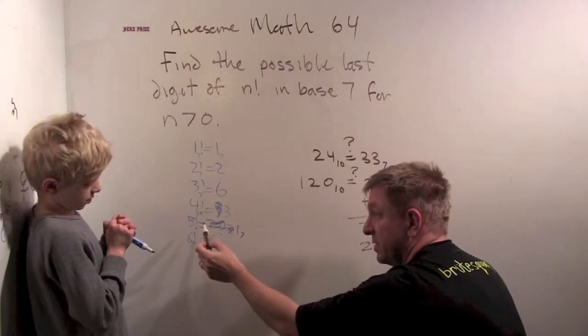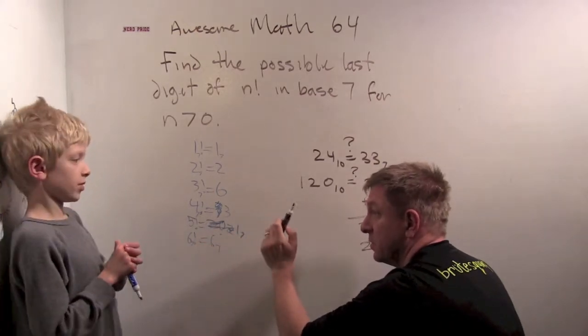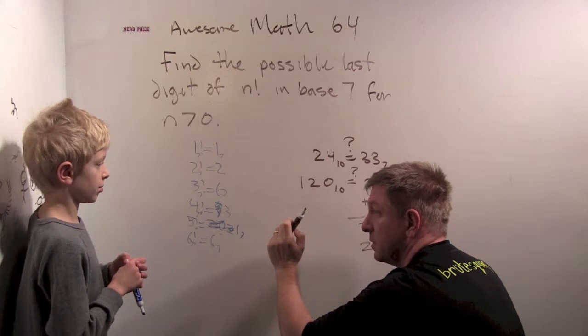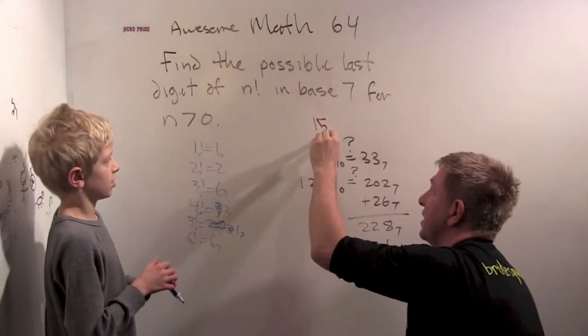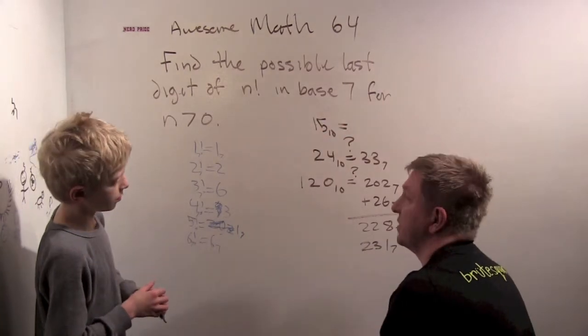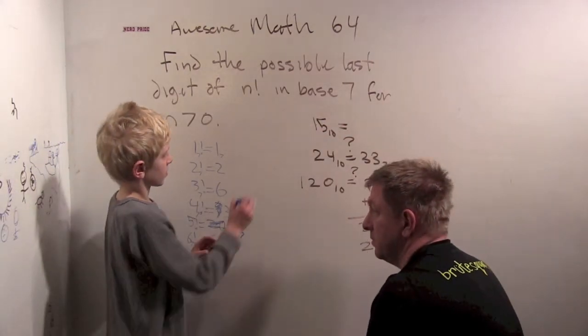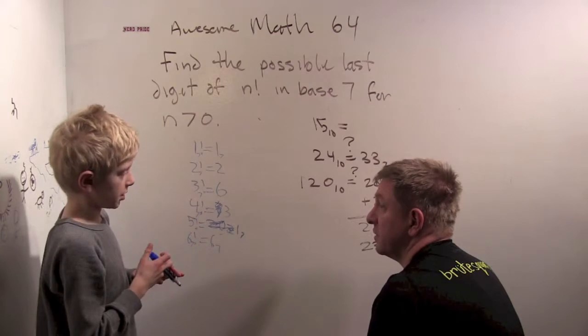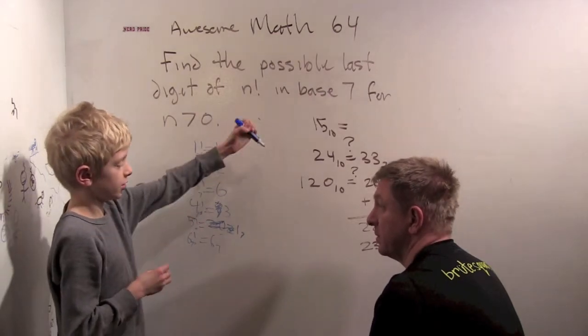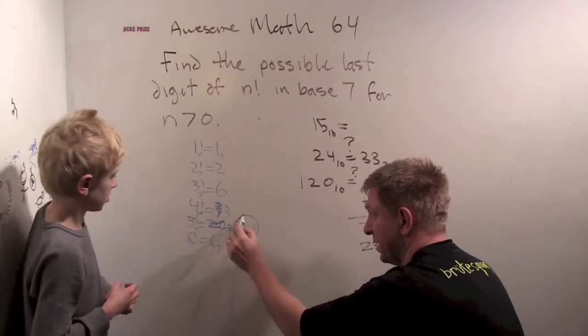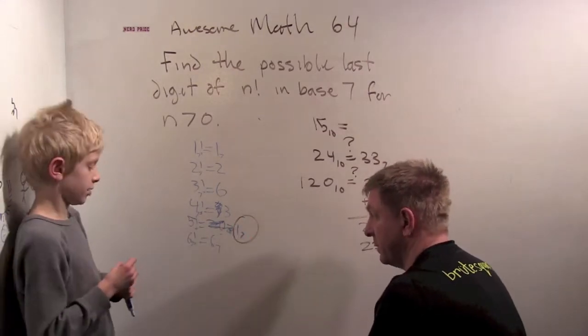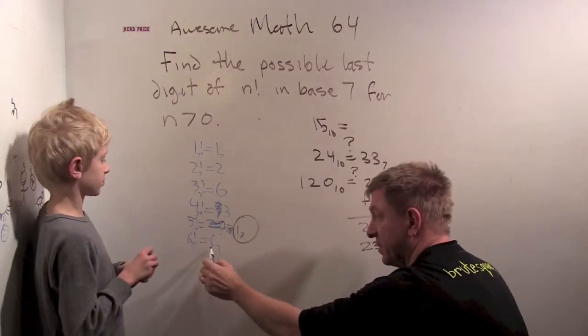And what is 15 in base 7? 15 base 10 equals what in base 7? Well, you use 2 7s, and then it's 2, 1. And remember, we got the last digit was 1. Okay. 6 factorial in base 7 seems to end in a 6.